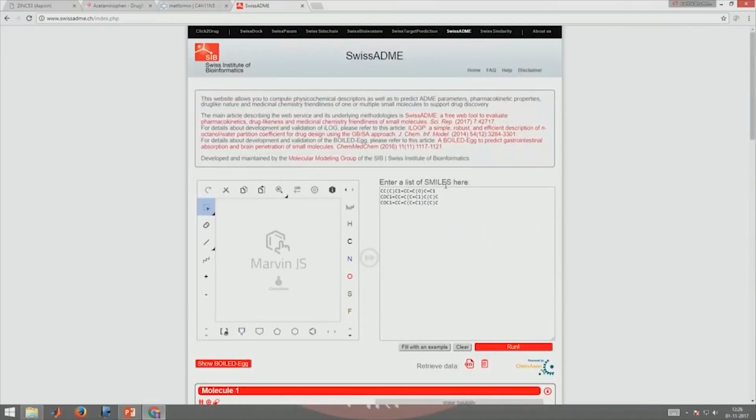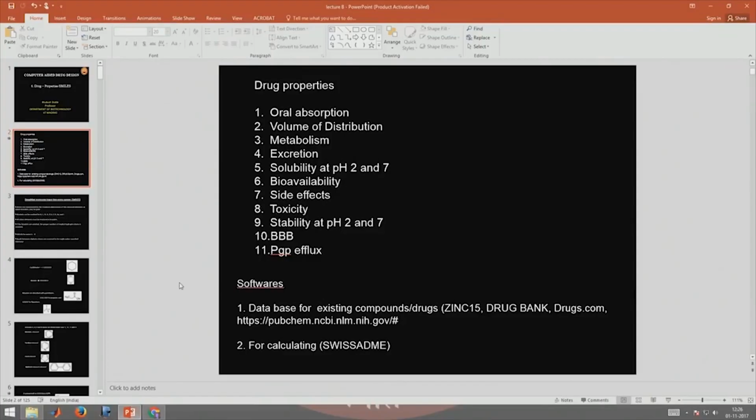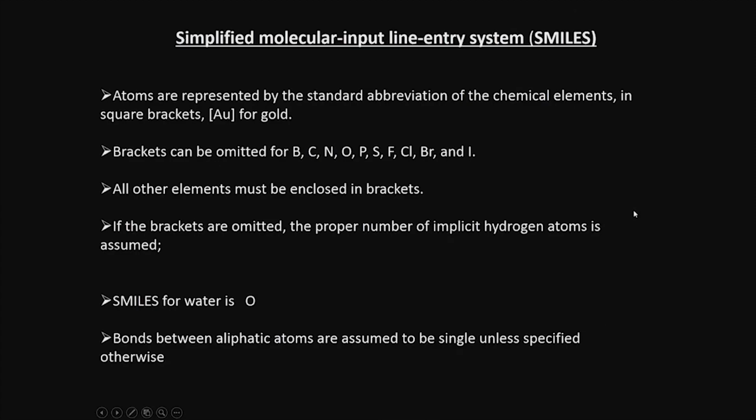Now let us look at these SMILES. What does this SMILES mean? SMILES stands for simplified molecular input line entry system. In a single line we can describe the entire molecule. Atoms are represented by the standard abbreviation of the chemical element, in square brackets especially if it is gold, because it has got two letters, Au, whereas C is one letter.